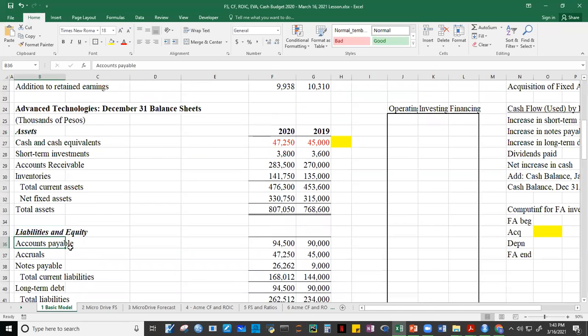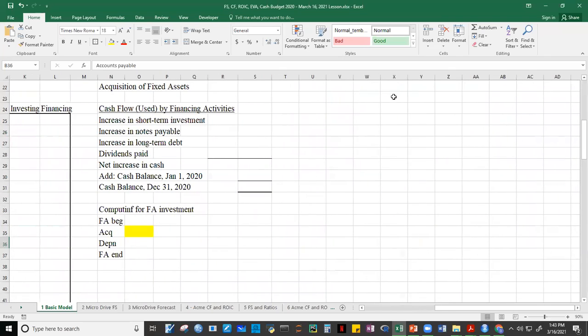Di ba may composition, guys, ng assets? Let's have a quick review ng accounting natin. Ano yung main composition ng assets natin? We have current assets and non-current assets. Ano yung mga non-current assets? Yung mga buildings, equipment, land, so you can classify them into LTI, long term investments, then PPE, and then IA, intangible assets, tsaka yung iba.